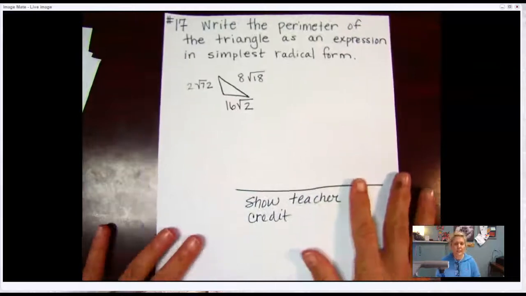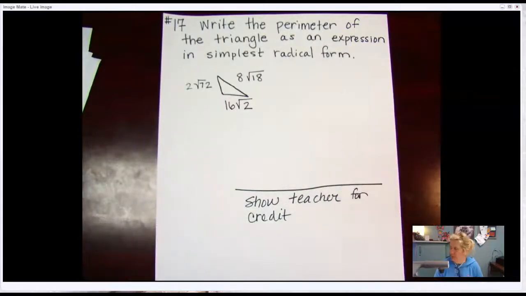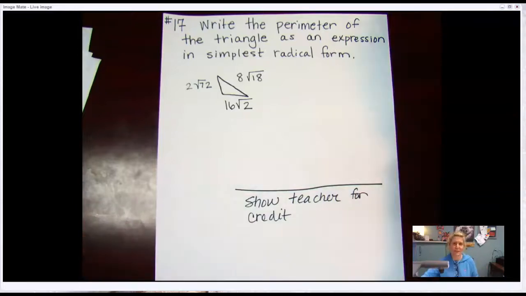So let's take a look at 17. 17, you are going to do this problem on your own. You're going to show your teacher for credit, and that's going to wrap up this lesson.